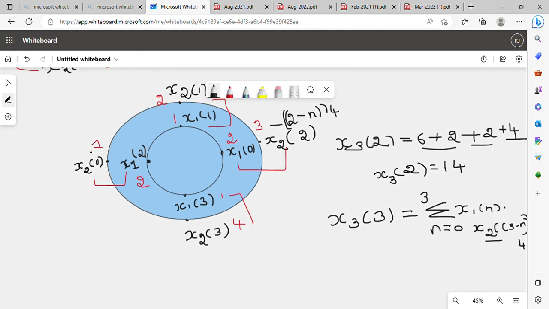So for that I have to once again take the initial value, that is x2 of 0. That I am going to take and shift it. So this x2 of 0 will come here now, this x2 of 1 will come here now, this x2 of 2 will come here now, and this x3 of 2 will come here now, right? So I'll take another circle and showcase this.